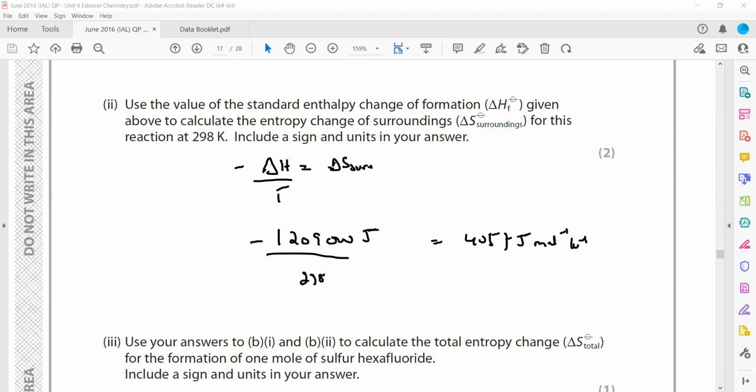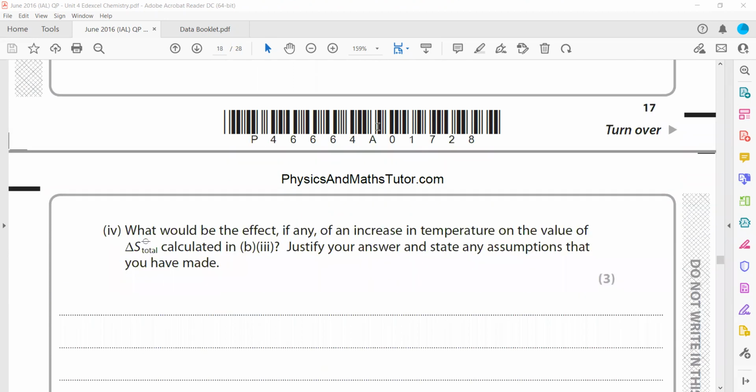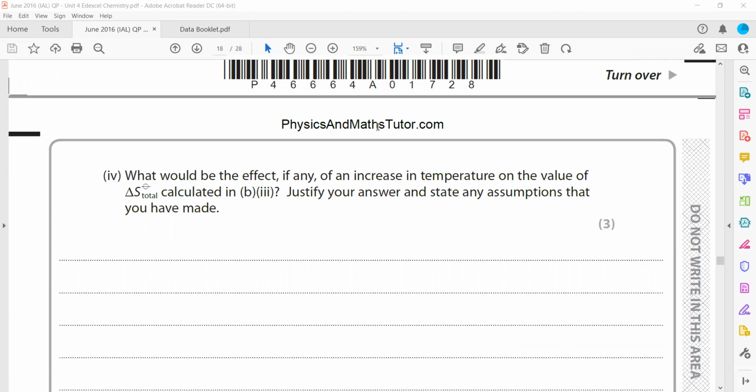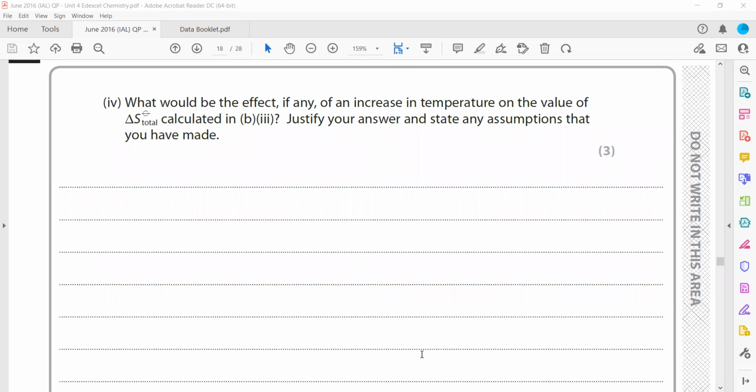And then the total entropy is the system plus surroundings. So we will add them, and we'll get the total entropy of this reaction. And what would be the effect, if any, of an increase in temperature on the total, and justify any assumption you made. So what will be the effect of increasing the temperature? As you can see, when we increase the temperature, the entropy of the surroundings decreases.